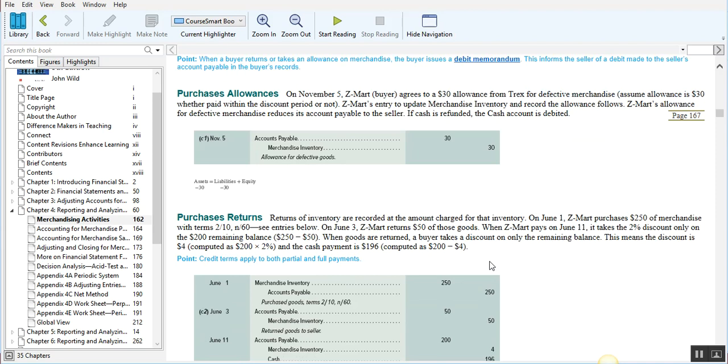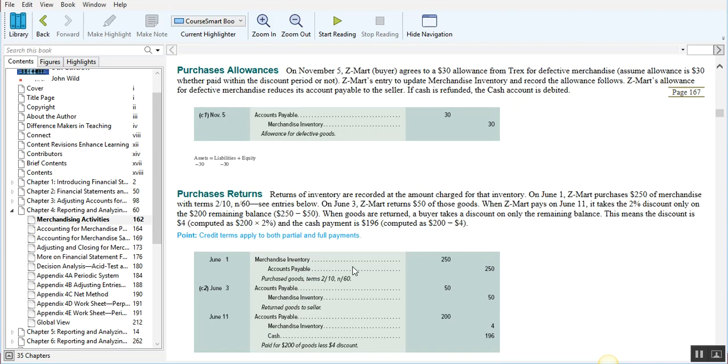Now, if we have a purchases return where we've actually purchased goods, we receive them, we decide we don't want them, we return them to the supplier, that's going to be a little bit different. So here we have the original purchase, we have merchandise inventory and accounts payable. Here we have a return of goods. We return $50 worth of goods. So we're going to debit accounts payable and credit merchandise inventory for those items returned. We're going to make a note in the journal entry that these are returned goods, and identify what that's related to.